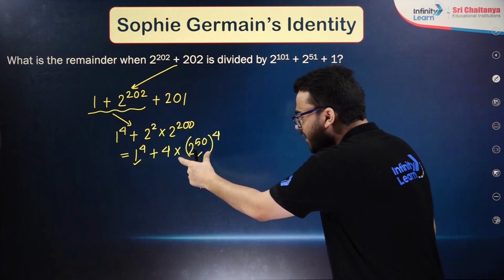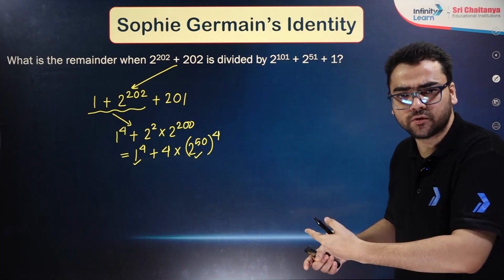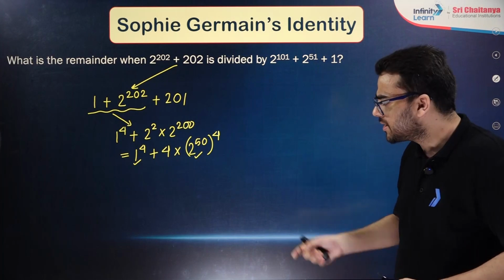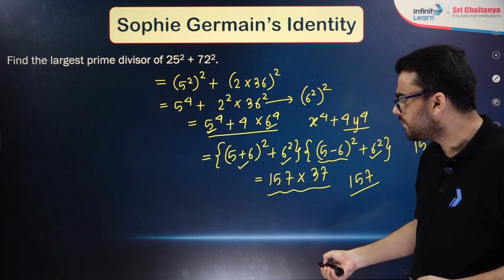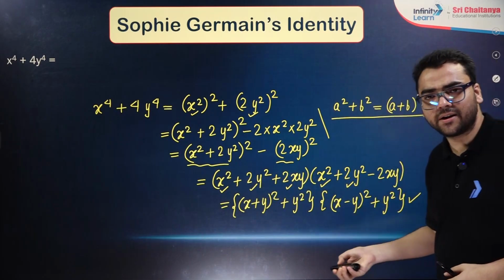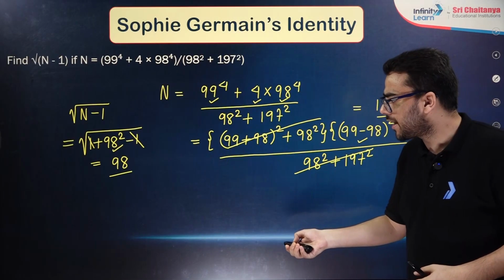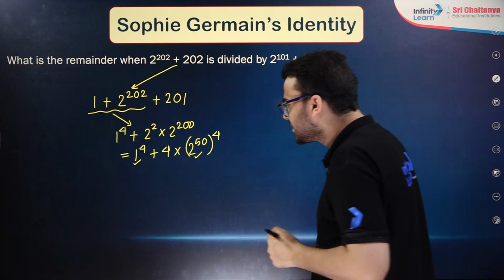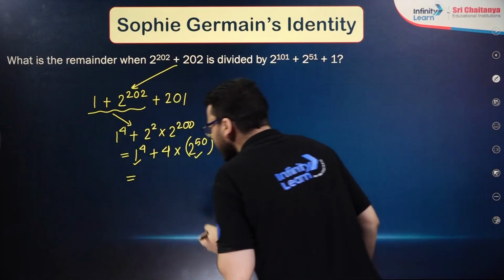So can't we factorize it using the first form of the Sophie Germain's identity basically? Because the second form, if you use it, will not be useful. But the first form will work in it. Now that will work with practice, obviously. So you see, this is nothing but what it was.